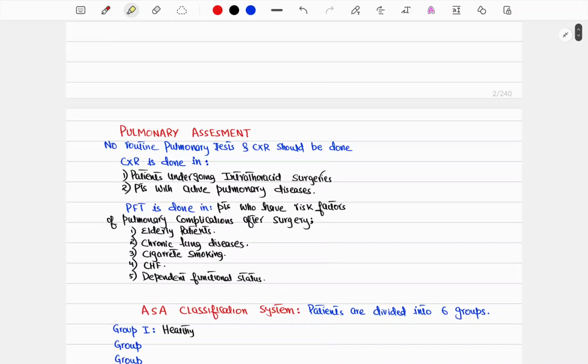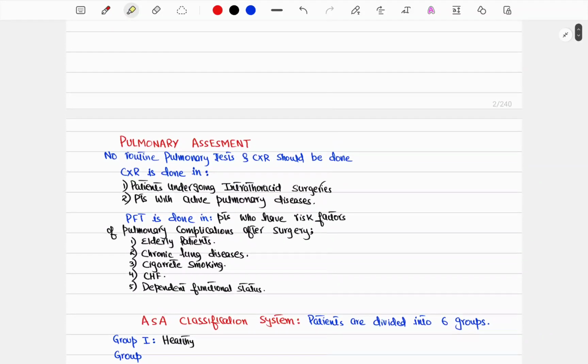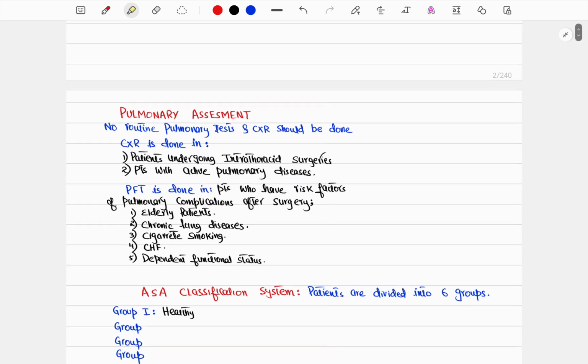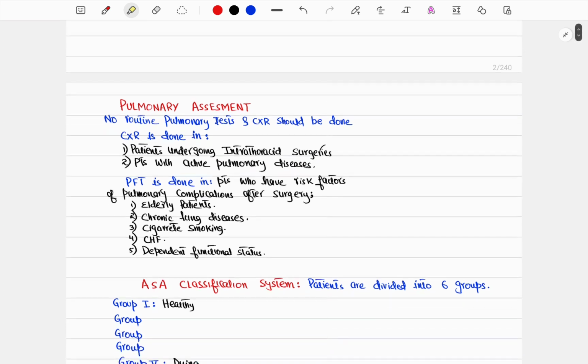Now for pulmonary functional assessment, we do not perform any pulmonary tests or chest x-ray before surgery, except in patients who already have a history of some active pulmonary disease. Also, in patients undergoing intrathoracic surgeries, like thoracic surgeries, a chest x-ray is to be done.